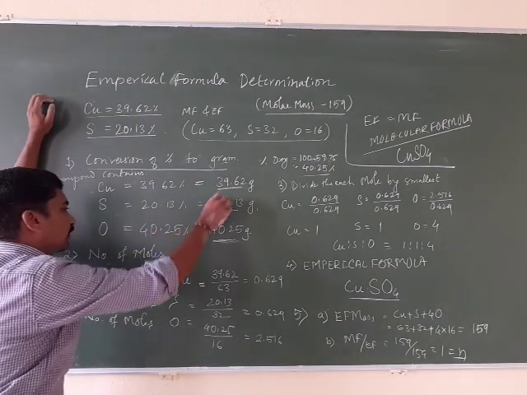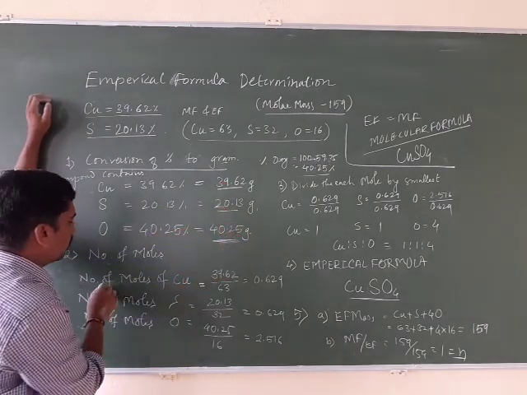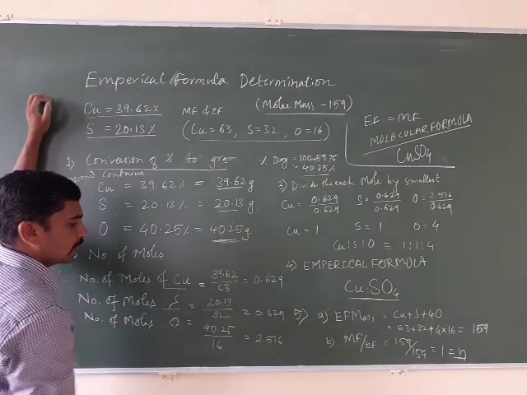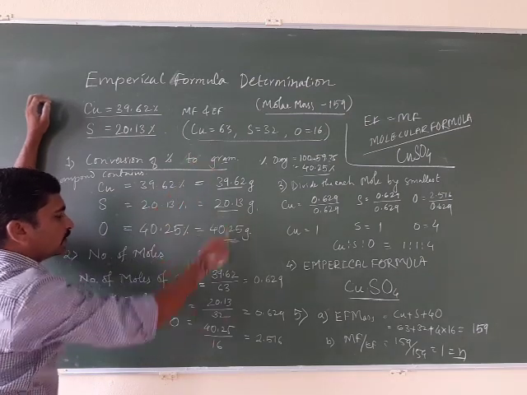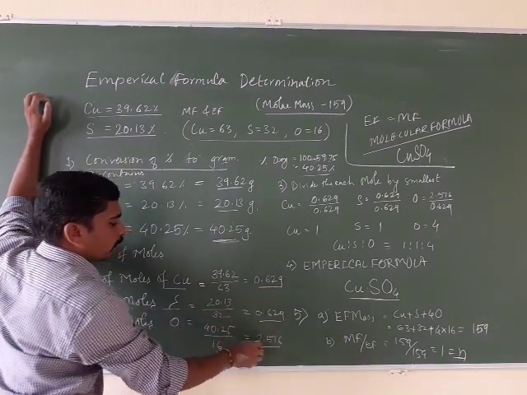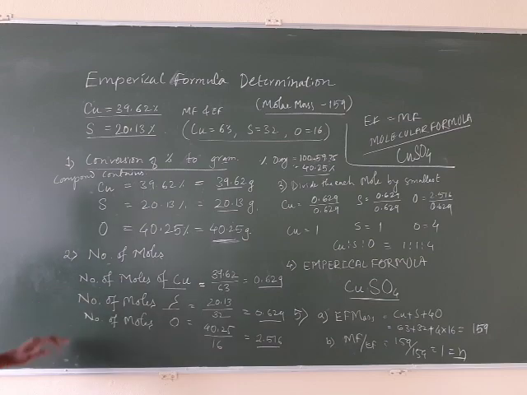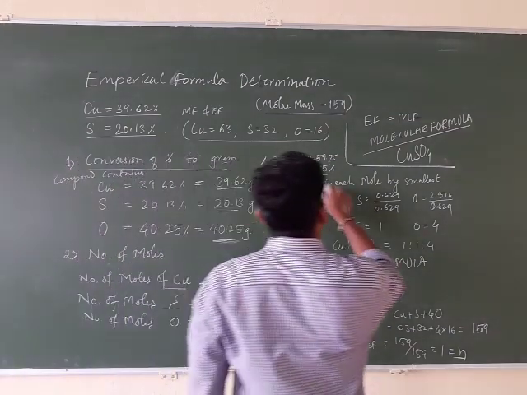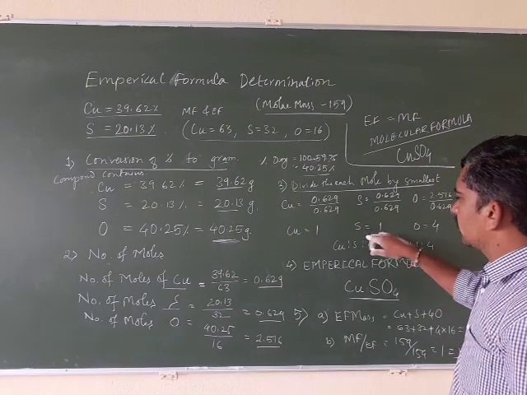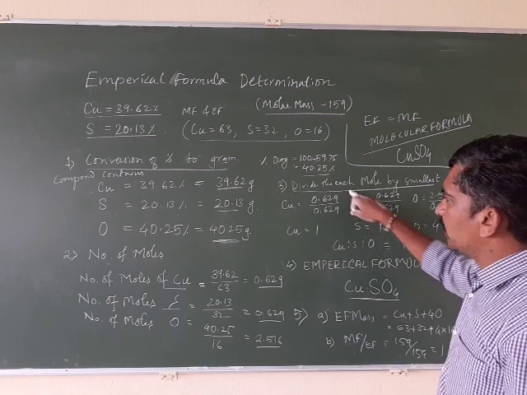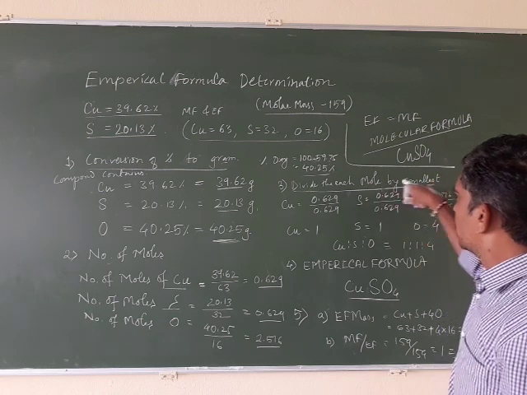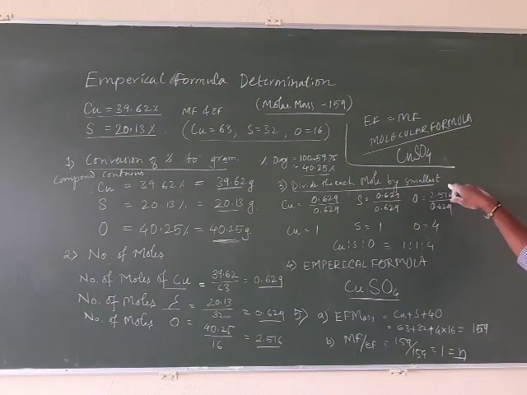From that mass we have converted into number of moles by using the formula: mass of the element divided by its atomic mass. The atomic mass is given, the mass we have, so we have converted that into number of moles. By taking these moles, we try to find the simplest ratio for the different atoms present in the compound. To find the simplest ratio, we have divided each mole value by the smallest mole value.